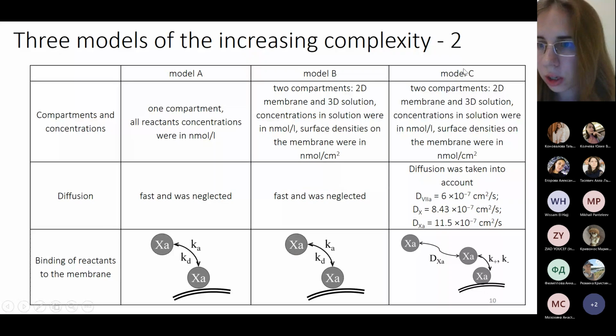And model C has two compartments. We took diffusion coefficients from the literature, and the binding is a two-stage process. We have factor 10 active diffusion to or from the surface, and then its binding to the surface, but only from the close vicinity of the surface. So it is like a layer near the surface from which factor 10 active can be bound to the surface, but not from the whole volume. So models A, B and model C treat binding in different ways.